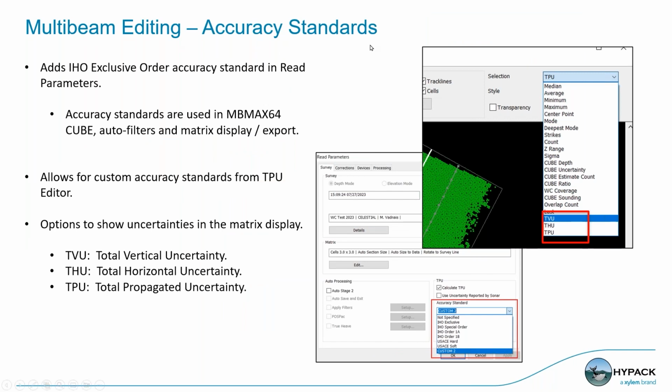Okay, and then the MBMax 64, a lot of stuff done in MBMax 64 this year. The accuracy standards. Now for the main screen, we can actually display the TVU, THU, or TPU based colors on the main map. So it'll show you what's within that area or what's outside those accuracy standards. Again, we can load these in the read parameters. If you go to the drop-down menu for the TPU section, you'll load up your custom accuracy standard in there. And again, you can show the options, the uncertainties in the matrix display.